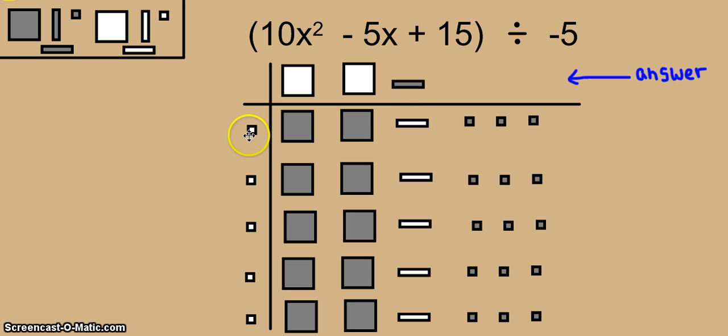Then ask yourself, -1 times what gives you positive 1? Well, -1 times -1 gives you positive 1. Again, -1 times -1 gives you positive 1. And finally, -1 times -1 gives you positive 1. So the answer to this division question is modeled across the top. So we have -2x squared plus x subtract 3.